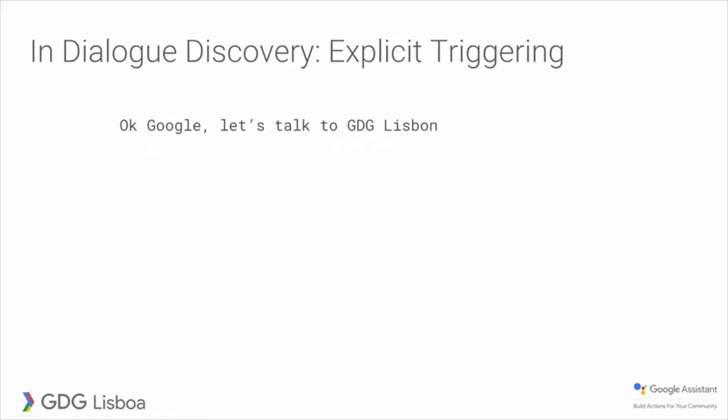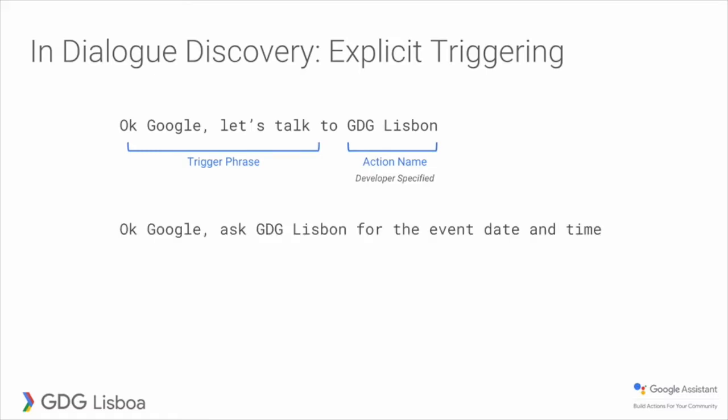In the case of explicit triggering, like I said, Google is going to convert that voice to text. It gets the OK Google, let's talk to, and it has the trigger phrase, so it knows you're trying to interact with an app. Then it's going to find the action name, your app name. In this case, we're calling it GDG Lisbon.